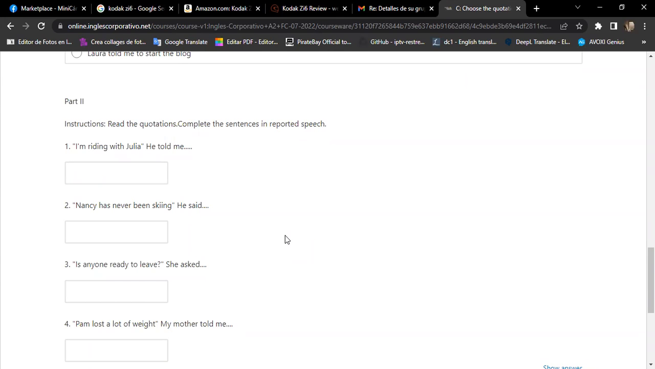I'm writing with Julia. He told me he was writing with Julia. Remember that I am writing is present progressive, so we go back one, to past progressive. So he told me that he was writing with Julia.